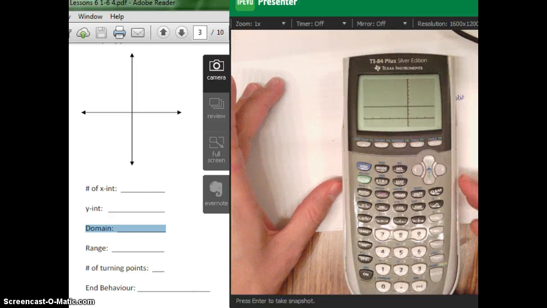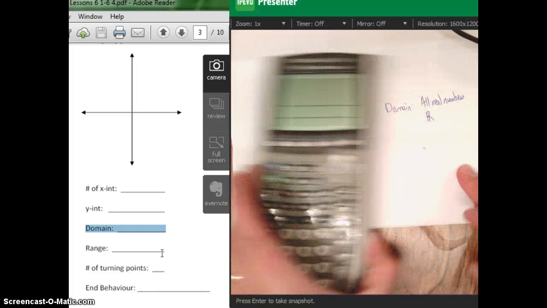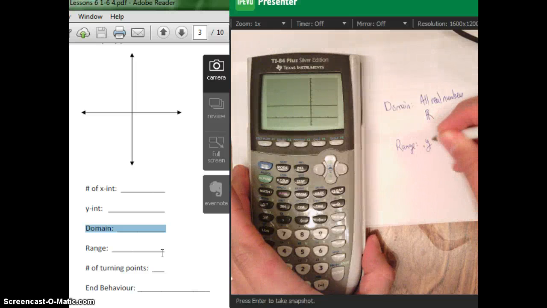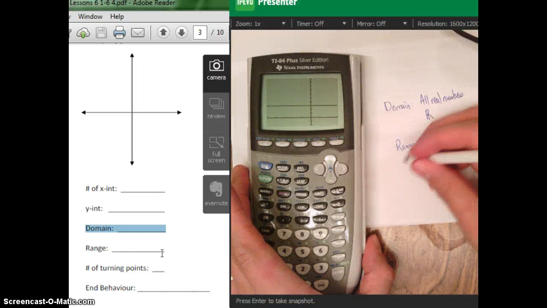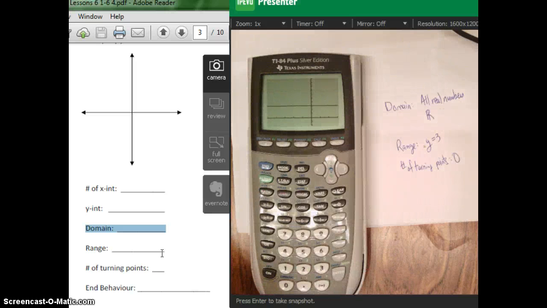But what about the range? When dealing with the range, we're asking what are all the y values? The range here is pretty basic. It's just y equals 3. Number of turning points: 0. It never turns.